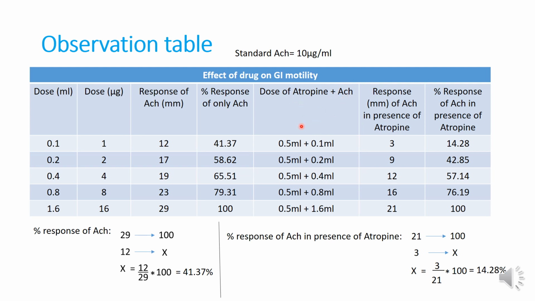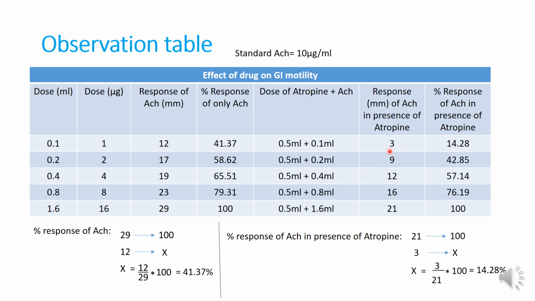Then after that, the dose of atropine and acetylcholine. Now we'll see the effect of atropine. We can say that we will see the response of acetylcholine in the presence of atropine. What we will do is take 0.5 ml of atropine in all the doses. Then gradually we'll increase the acetylcholine: 0.1 ml, 0.2 ml, 0.4, 0.8 and 1.6.